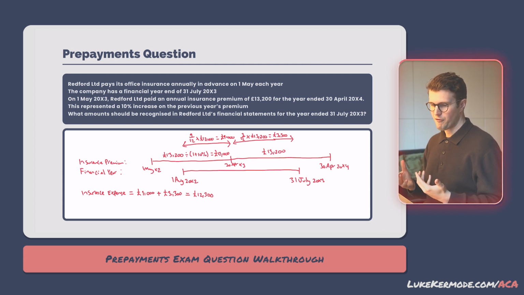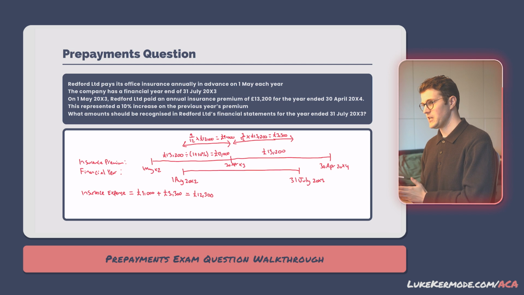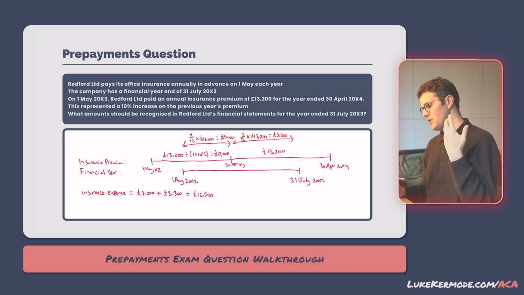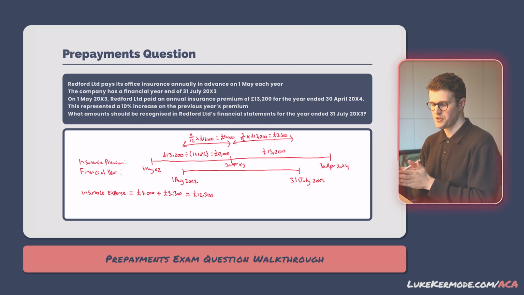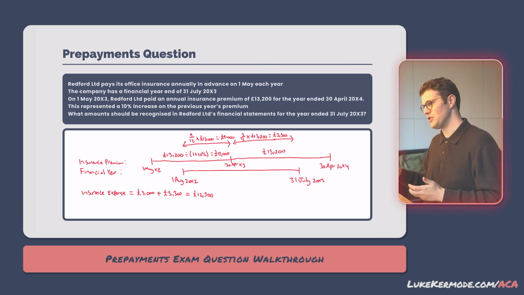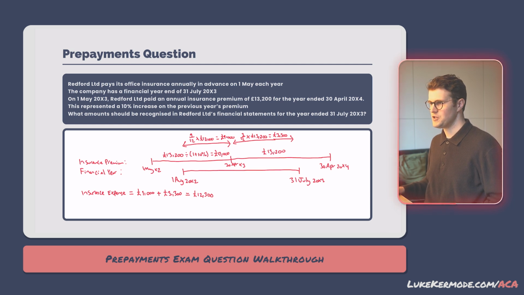And as a quick refresher, a prepayment is recognised when a business pays for an expense in the current year but doesn't receive all of the benefit from that expense until the next financial year, whereas an accrual is recognised when a business receives part of the benefit from an expense in the current financial year but doesn't pay for that expense until the next financial year. So that's a brief refresher of the difference between the two.